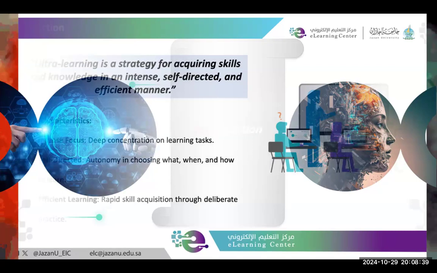So now let's explore the key characteristics that define ultra learning and set it apart from other learning strategies as well. First, we have intense focus. Ultra learners are known for their ability to immerse themselves deeply into the learning process. This requires eliminating distractions and dedicating time to truly concentrate on the task at hand. It is a deep level of focus that allows them to absorb complex information more effectively and quickly.